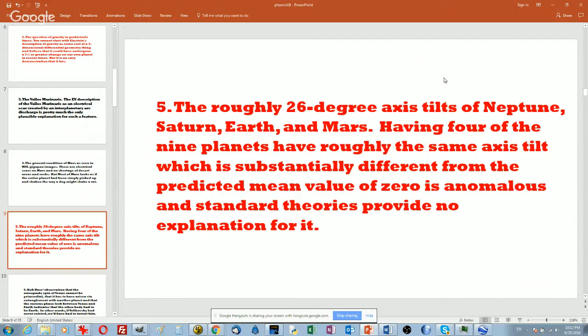You've got the rough 26-degree axis tilts of Neptune, Saturn, Earth, and Mars. Having four of the nine planets have roughly the same axis tilt, which is substantially different from the predicted mean value of zero, is anomalous, and standard theories provide no explanation for it. This is something which is covered in Cosmos and Collision and the Ganymede hypothesis.